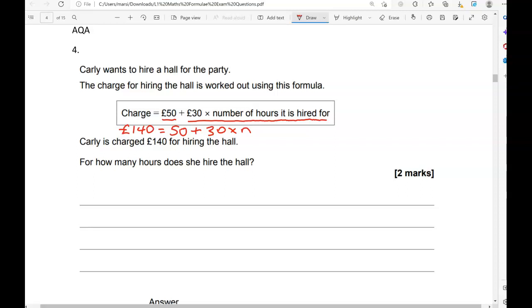She was charged £140. £50 was on top of the £30 per hour. So if I take away £50, that gives me £90. So that is the cost for the number of hours that the hall was hired for. Now £30 per hour, that means that the hall was hired for 3 hours. So 90 divided by 30 gives us 3 hours.